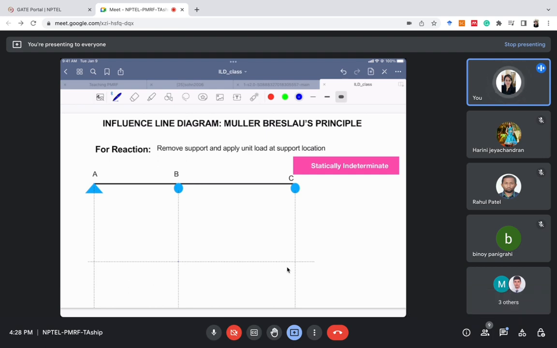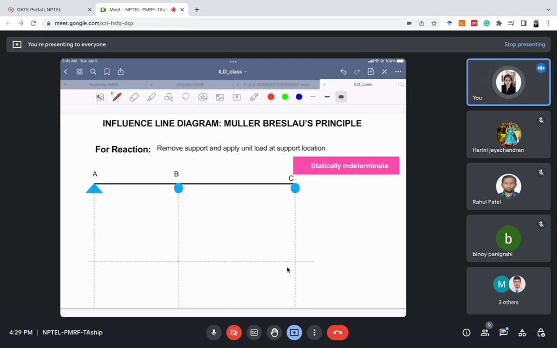The most important thing regarding statically indeterminate problems is that there will be curved lines for the ILD. So whenever you see a curved line for a statically determinate problem, just remove that option then and there, because for a statically determinate problem, a curved line in the ILD is not possible. So it is very simple.